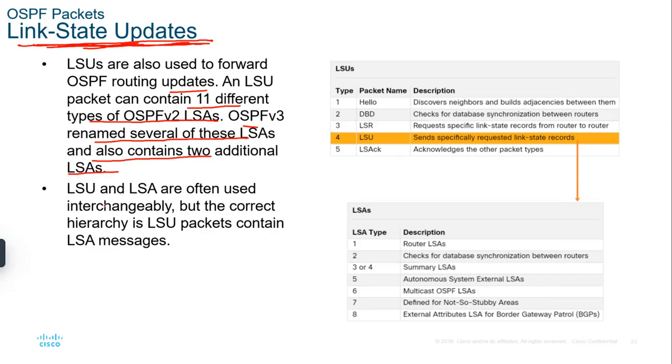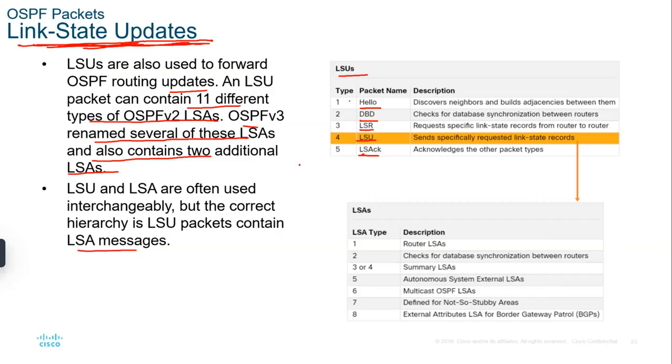Link state updates and link state advertisements are often used interchangeably, but the correct hierarchy is that link state update packets contain link state advertisement messages. So within the updates, we have type 1, 2, 3, 4, 5, as you can see: hello, database description, request, and then the update and the acknowledgement. These are different types. There are 5.